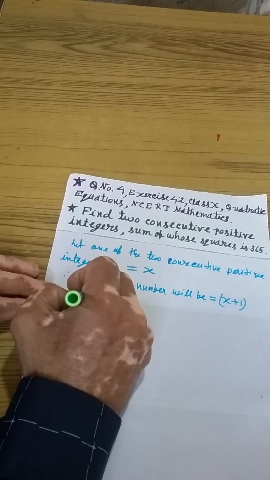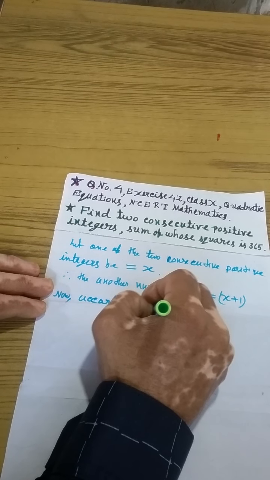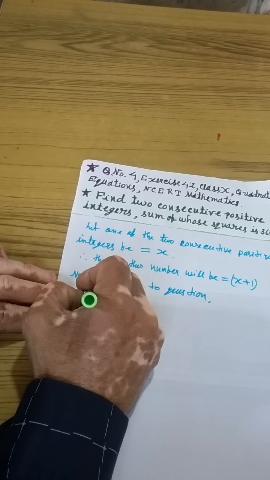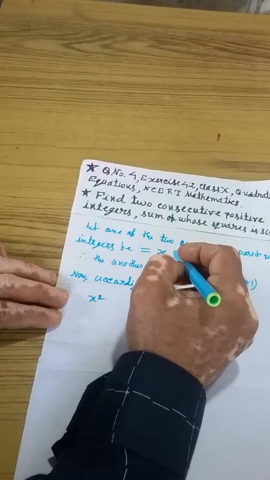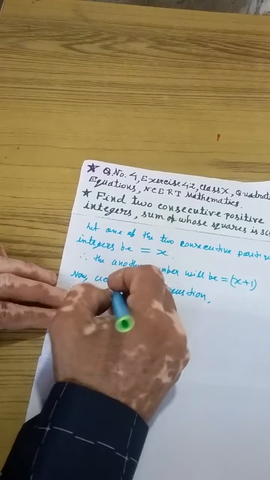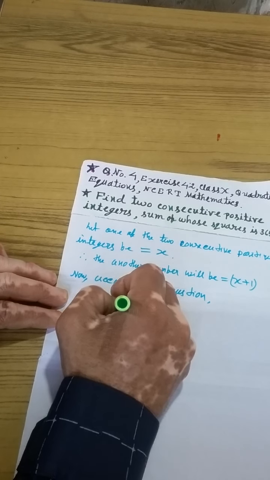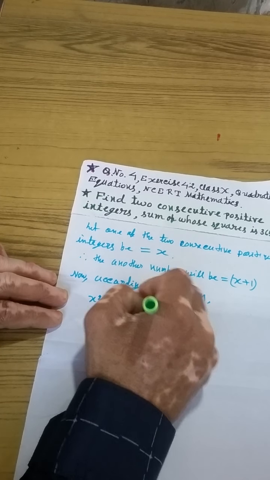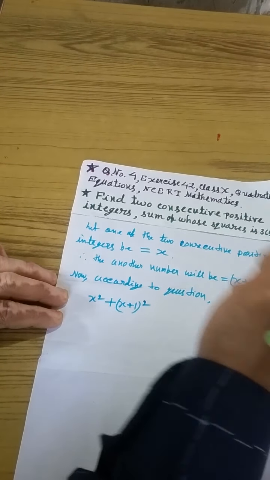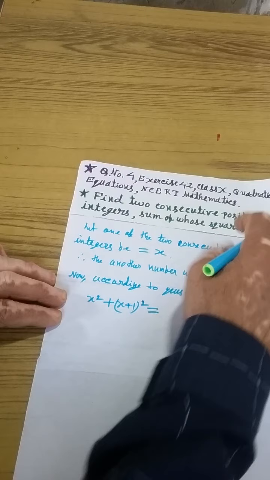Now according to question, x square, the square of the first positive integer or number, plus x plus 1 whole square, the square of the respective, that means consecutive positive integer, is equal to, according to question, 365.